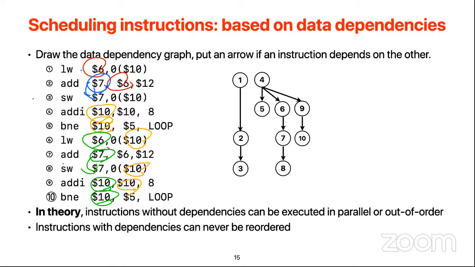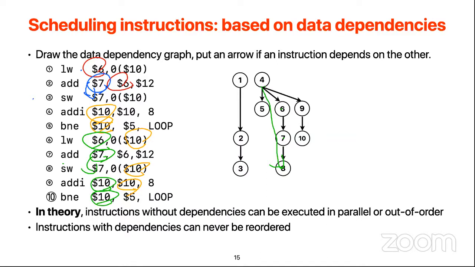You should draw, for 4, you should also draw an arrow here. However, I skip it for this graph because 7 and 6 are also depending on 4, so I just skip it, right? But that's the dependency trend. That's the dependency graph of this series of instructions, right?